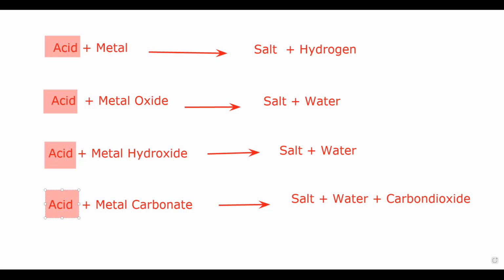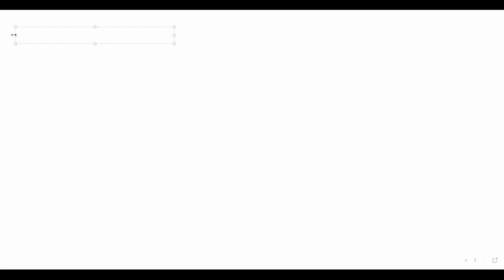But how do we define the term acid? What is the basic definition of acid? Acids are proton donors. The substance which gives proton, proton meaning H plus ion, we call that an acid. So all acids are proton donors.